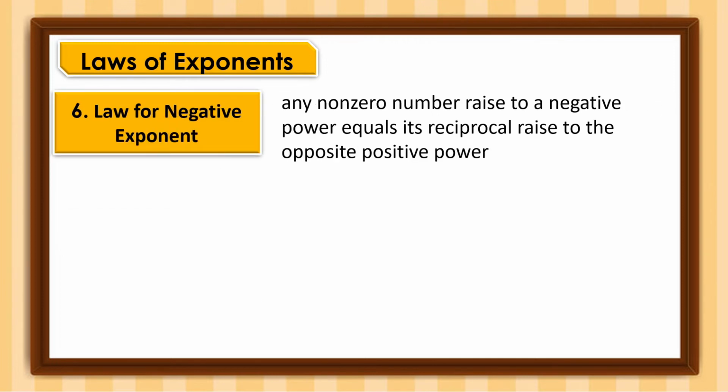The next law is the law for negative exponent. It tells us that any non-zero number raised to a negative power is equal to its reciprocal raised to the opposite positive power. So example, a raised to negative n is equal to the reciprocal raised to the opposite positive power. Therefore, a raised to negative n is equal to 1 over a raised to n.